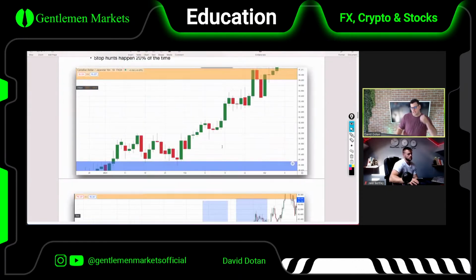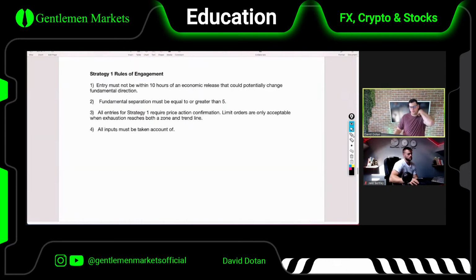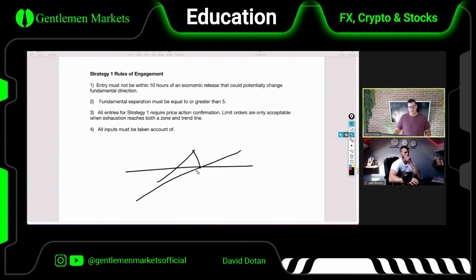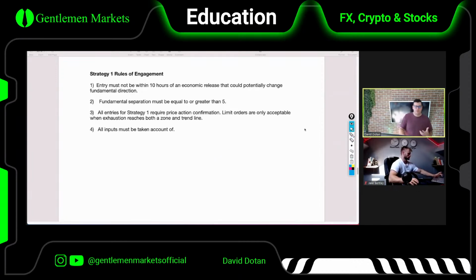But what do I mean by all entries for Strat 1 require price action confirmation? Limit orders are only acceptable when exhaustion reaches both the zone and trend line. In the odd case, we will have a situation where we have a zone and we have a trend line, and we have a push and exhaustion where both the zone reaches the trend line. And in this case, we may look for a buy limit order due to the fact that we know that there will be buy sensitivity, not only from our zone, but also from our trend line. Okay, this happens rarely, all right? But that would be the only scenario other than Strat 1B entry.